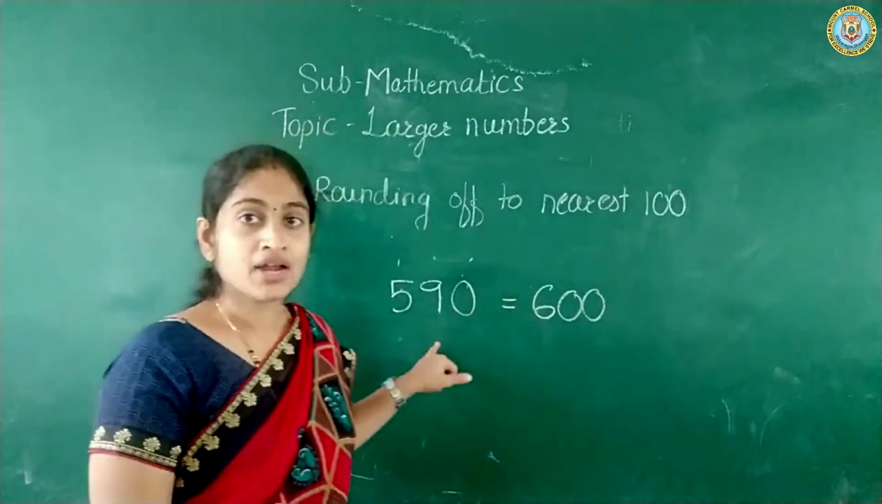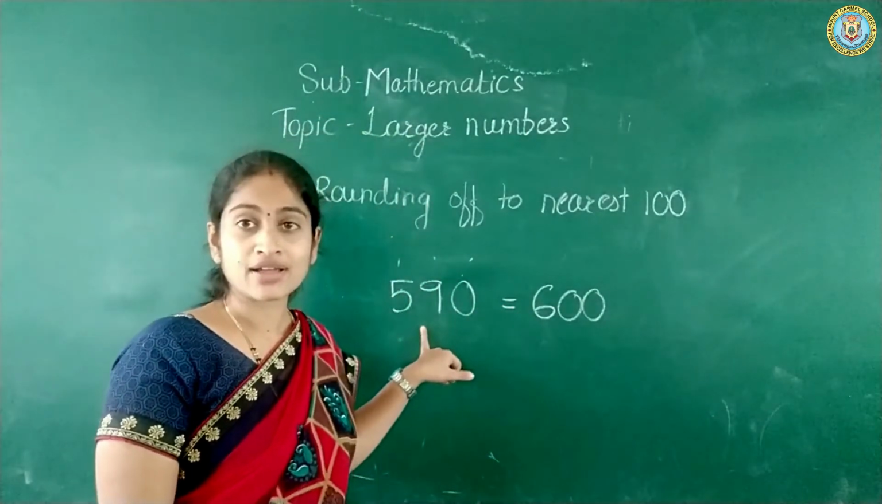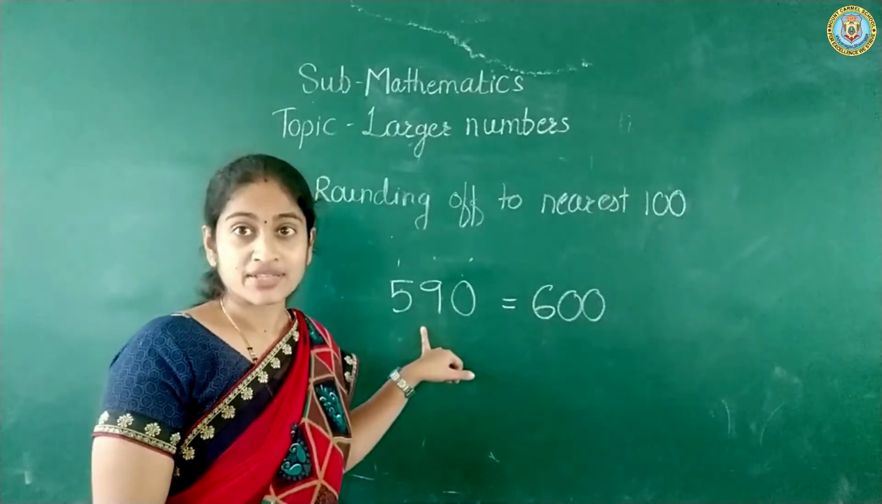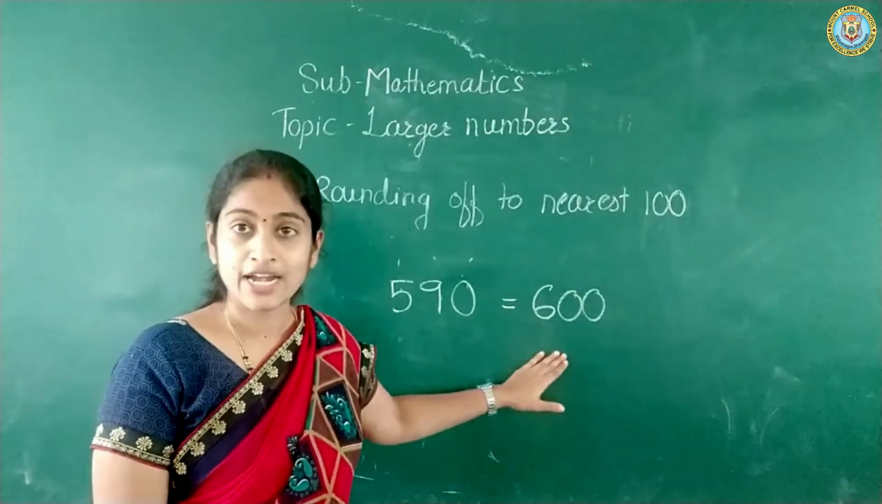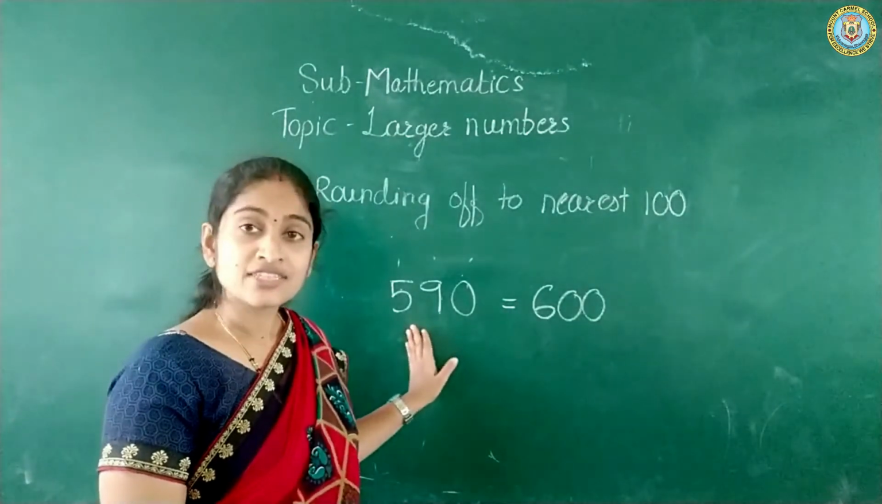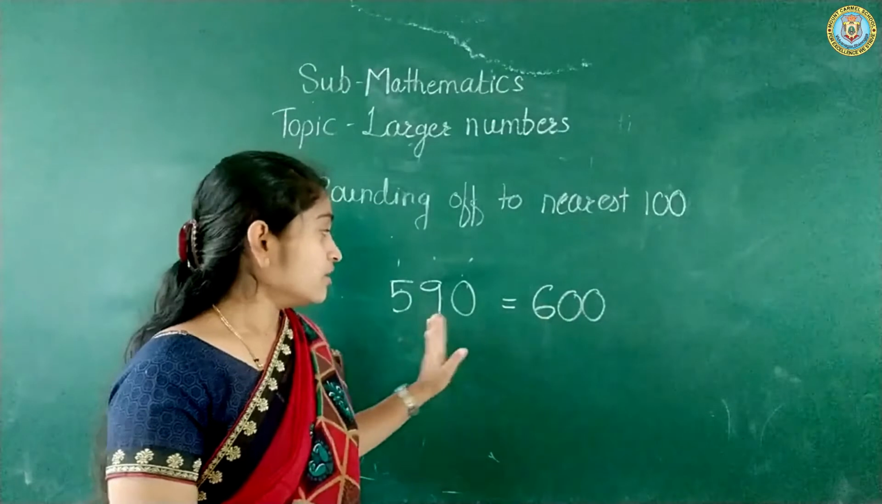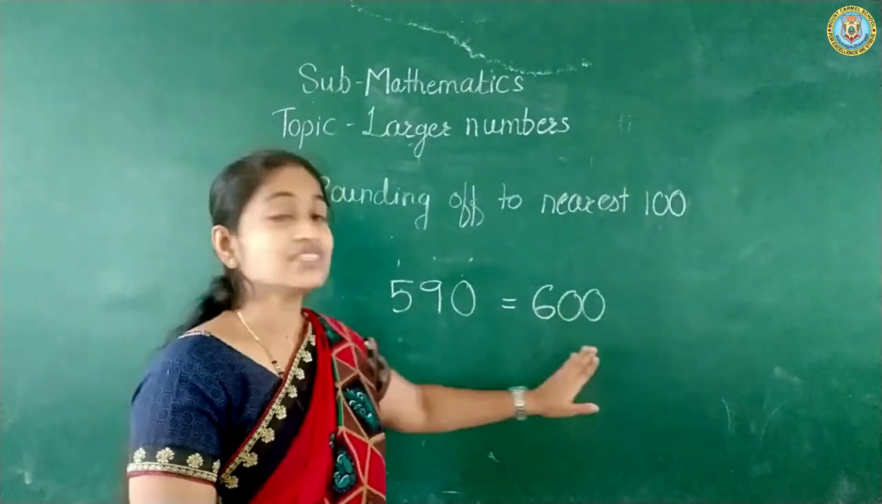This number is not easy to recognize or not easy to memorize. But we can say 600. So the rounding off number of this number is 600.